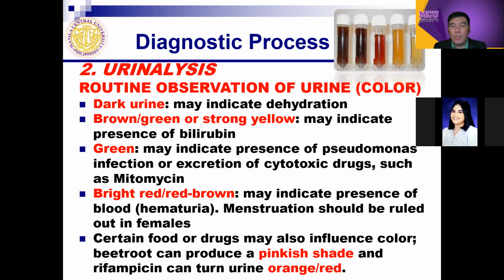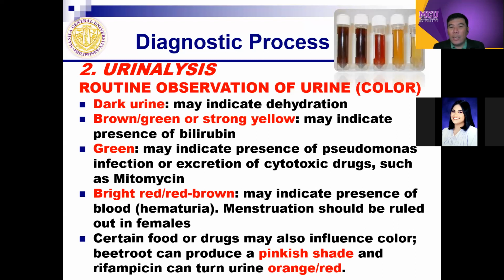Next, if the color is brown, green, or strong yellow, this is an indication of the presence of bilirubin. That's why we mentioned that bilirubin is not expected as a result of the urine analysis, and this may indicate a problem with the liver. Also very alarming is green urine, which is brought about by either mitomycin or an antibiotic, or an infection caused by Pseudomonas.